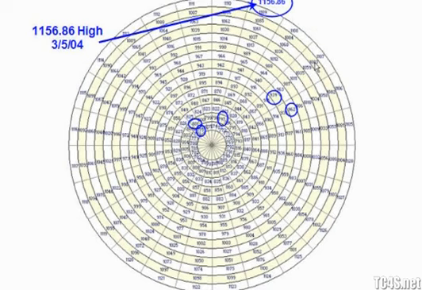Now this one was outside of the wheel, the 1156, but it is a division of that spoke, so that's where it would go. It would fall within that spoke. And of course, another low on 2004 in August. Oh my.